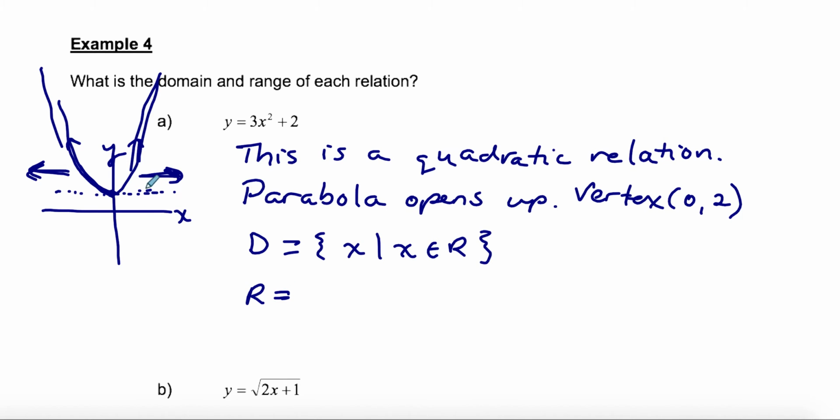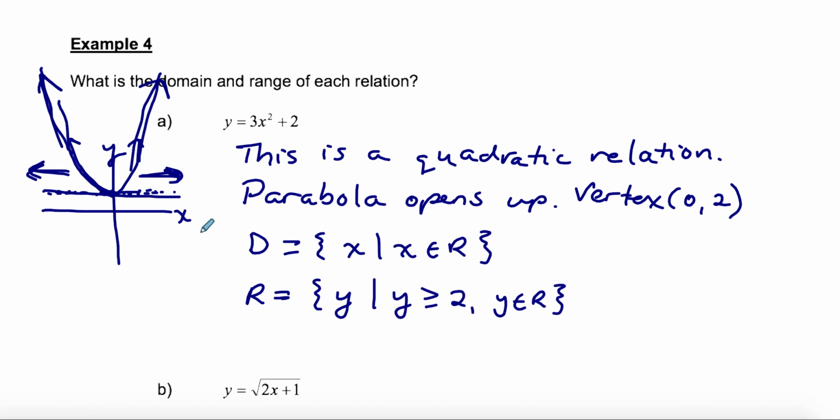When we're talking about range for a parabola, this parabola is only going to start at 2 and go up from there. So we can say the range is the set of y such that y is greater than or equal to 2, and y is an element of all real numbers because it's everything in between. But it's never going to be lower than 2 vertically. So domain is always x such that x is an element of the real numbers for parabolas, and the range is always going to be greater than or less than, depending on if the parabola is opening up or opening down.